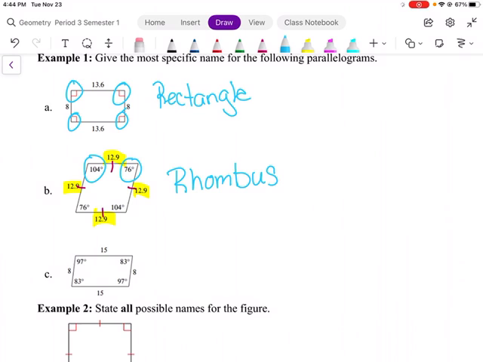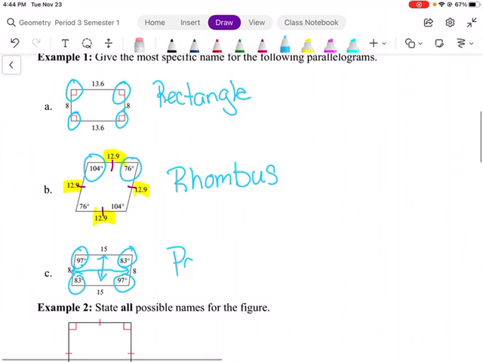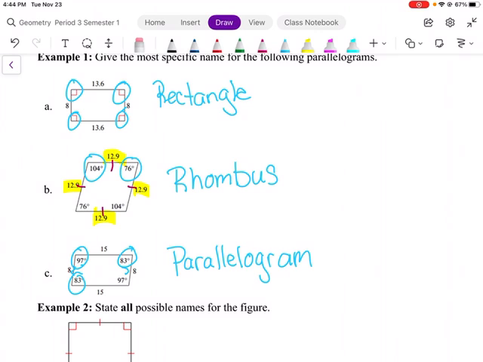And the third one, C, we know the opposite sides are congruent to each other, but we don't have any right angles. So this one is just going to be a parallelogram. And we know it's a parallelogram because the opposite angles are congruent to each other. So we have these two 97s and then 83 and 83. So the most specific name we could give this one is a parallelogram. All right.